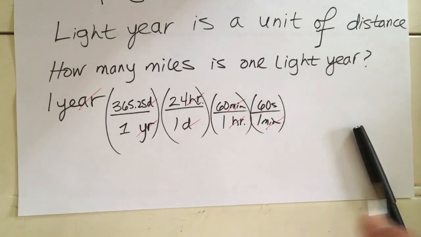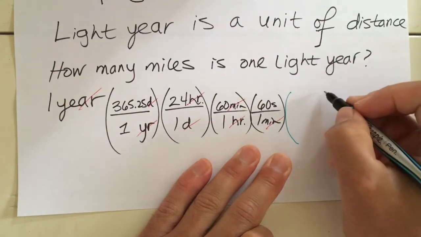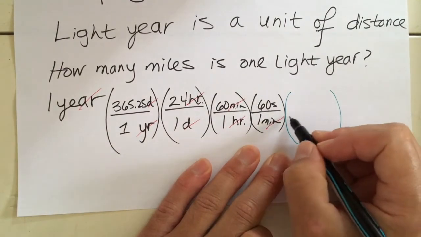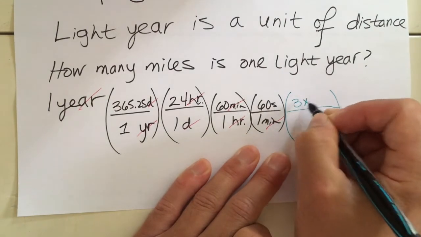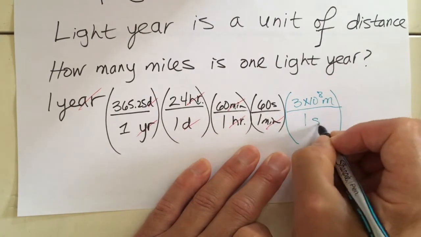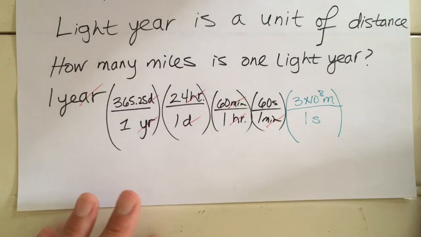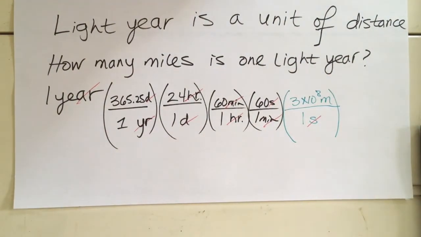Okay, so now what I'm saying is we can use the rate as a conversion factor. So let me see if I have a different color pen to write with here. So hopefully this comes through well, you can say that 3 times 10 to the 8th meters is equal to 1 second. And then we can cancel off our seconds. And so we're almost done. We have to get this to miles.